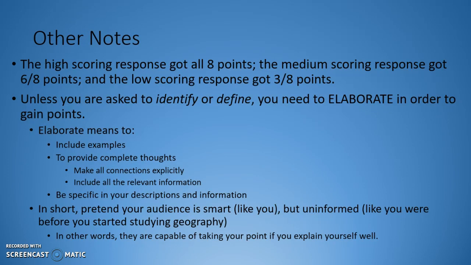Okay, so the high scoring response on this one got all 8 points, the medium got 6 out of 8, and the low scoring response got 3 out of 8. Unless you're being asked to identify or define, you need to elaborate in order to get the points. And elaborating in this case means to include examples, to provide complete thoughts, make your connections explicit, include all of the relevant information. Be specific in your descriptions and information. In short, what you really want to do is pretend that your audience is smart, like you are, but uninformed, like you were before you started studying geography. In other words, they're capable of taking your point if you explain yourself well.